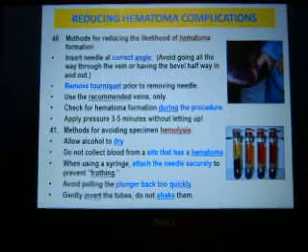You know, I'll say this to y'all in lab. What do we do next? You've got to remove that tourniquet prior to removing the needle.